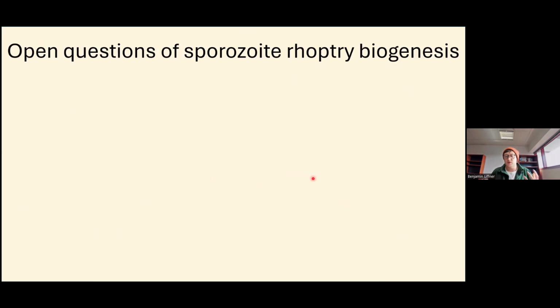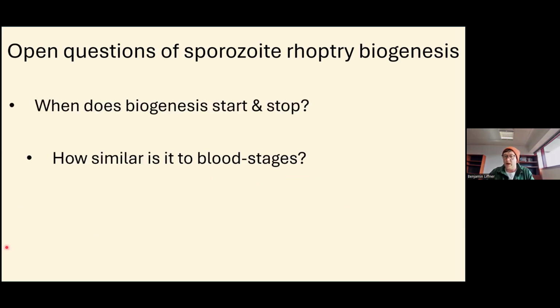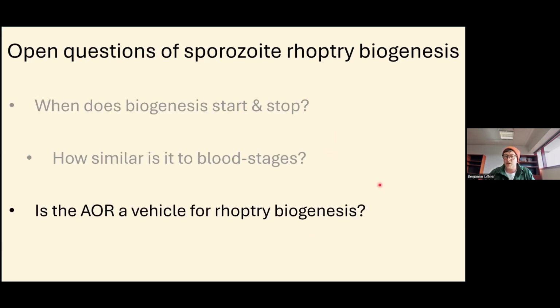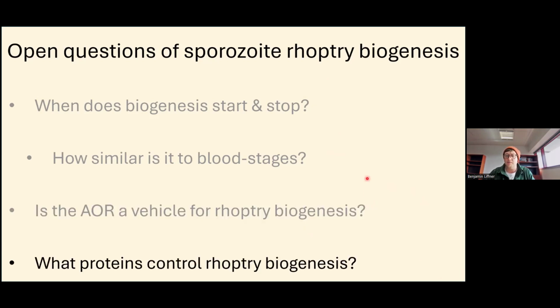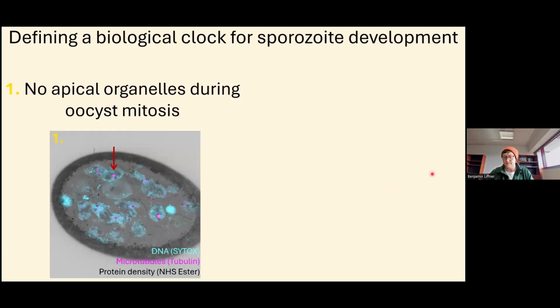And so to ask similar kinds of questions about sporozoite rhoptry biogenesis, firstly and pretty simply, when does rhoptry biogenesis begin and end? And how similar is this timeline to what we see in blood stage parasites? Related to that AOR structure before, it had previously been suggested that maybe it's a vehicle for rhoptry biogenesis. So does this structure carry rhoptry cargo and bind to already existing rhoptries? And finally, and probably most importantly, what proteins control rhoptry biogenesis in sporozoites? And I hope I'll give you a little bit of insight into all of these today.